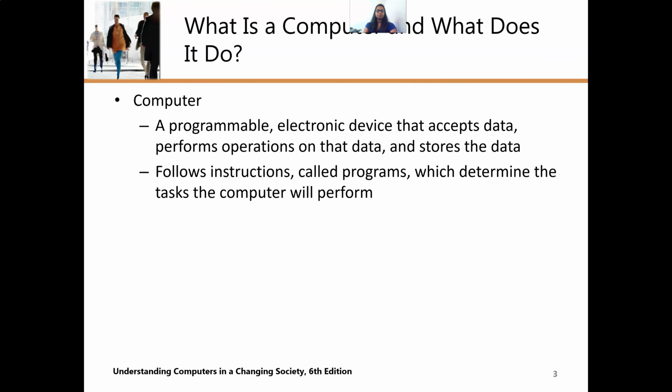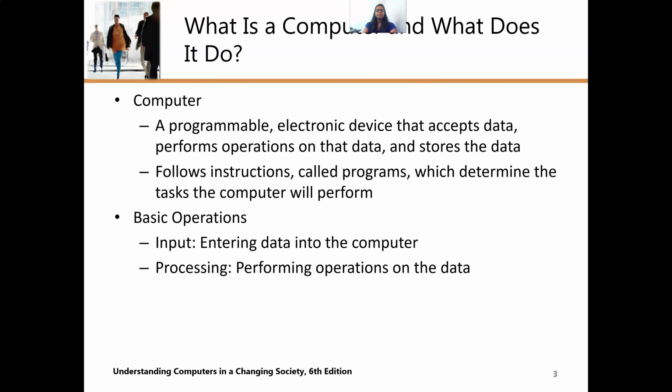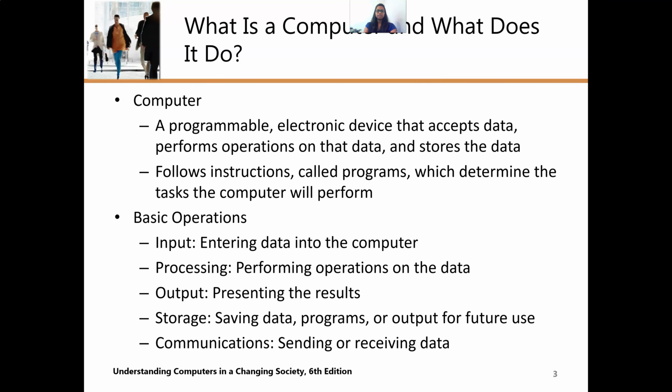So the definition of a computer says that it is a programmable electronic device that accepts data, performs operation on that data, and stores the data. The instructions on a computer are called a program. And there are 5 basic operations, namely input, processing, output, storage, and communications.